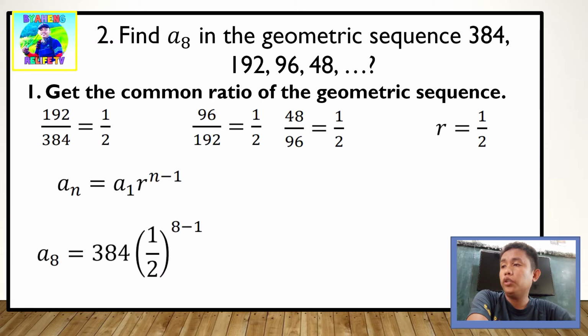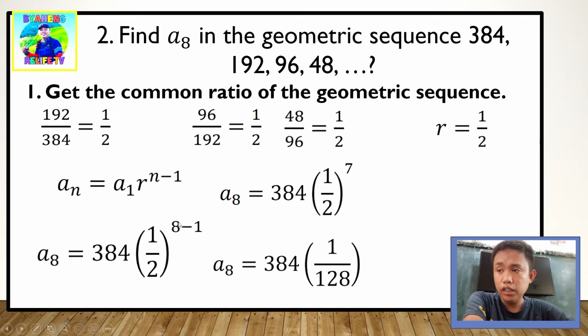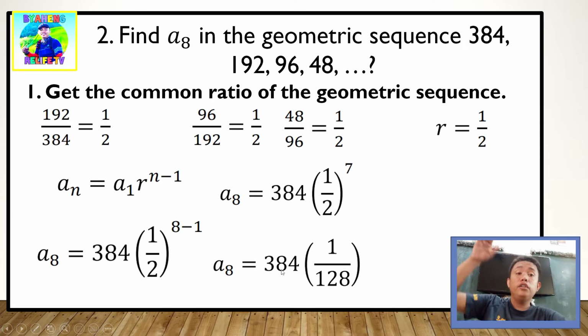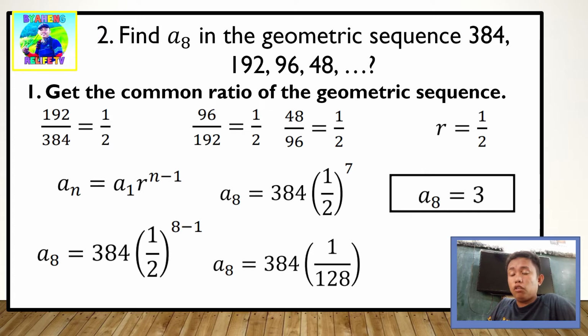So, by applying to the equation, ang first term natin ay 384. Ratio natin is 1/2. So we're looking for the 8th term, kaya po 8 ito. So simplifying, that will become 1/2 raised to 7. That is 1 over 128 times 384. So numerator by numerator, denominator by denominator, kaya po siya magiging 384 divided by 128, or a sub 8 is equal to 3. So simplifying na yun, napaka-simple pag-simplify na yan. So definitely, ang ating 8th term is 3. And that's how we try to solve them.